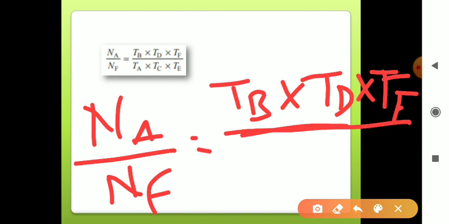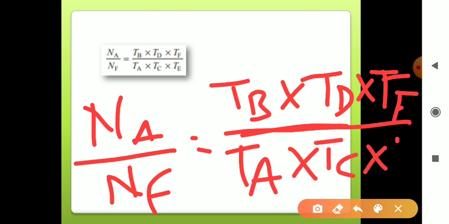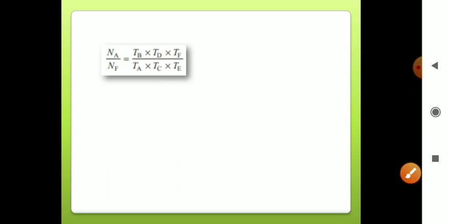Similarly, the product of the number of teeth on the drivers. Gear A will be the driver, so write the number of teeth on A, into TC, into TE. So A, C and E are the drivers. We have the value of NA, and we have to find NF, the speed of gear F.